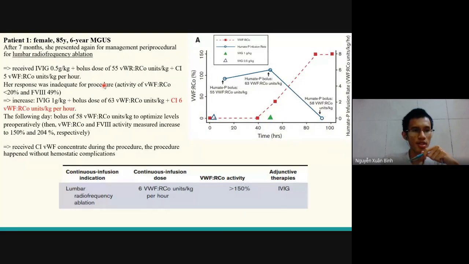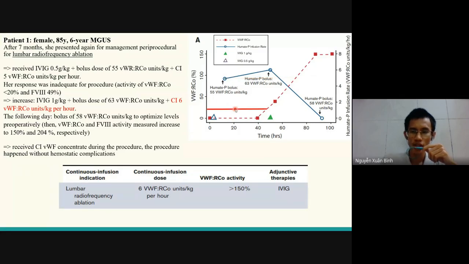Okay. Now I'll show patient one again, in this diagram. This axis is hours, this is von Willebrand activity, and this is the rate of CI von Willebrand concentrate. After 7 months, she came to the hospital for a procedure. You can see this procedure. She received the IVIG at this dose, the bolus dose of von Willebrand concentrate, and the CI at 5 units per kilogram, but she responded with a decrease.